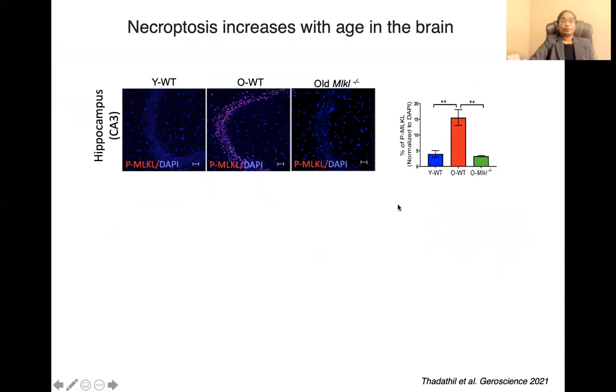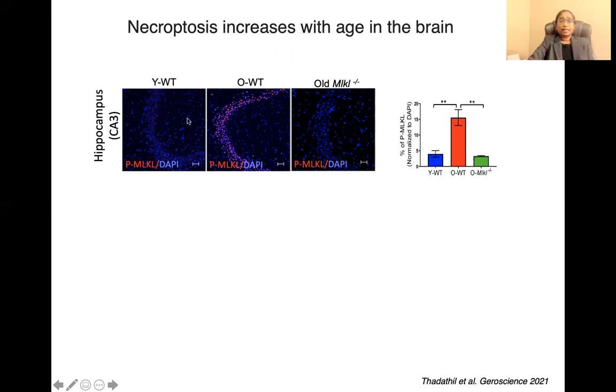Next, we looked for necroptosis markers in the brain. And here I am showing the data from the hippocampus. It's interesting that when we did the staining for phospho-MLKL, we saw increased expression of phospho-MLKL in the old mice in specific regions of the brain, in particular, the hippocampus CA3 region. So that's why I'm showing the data here.